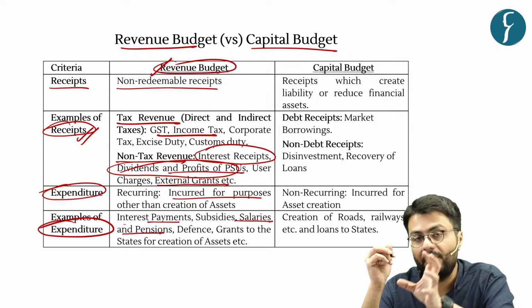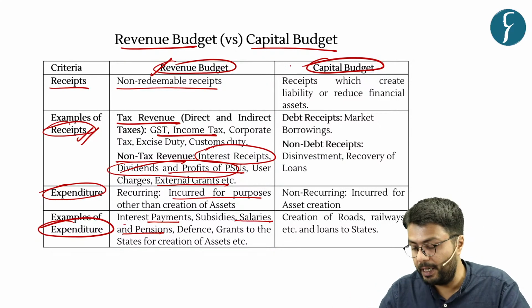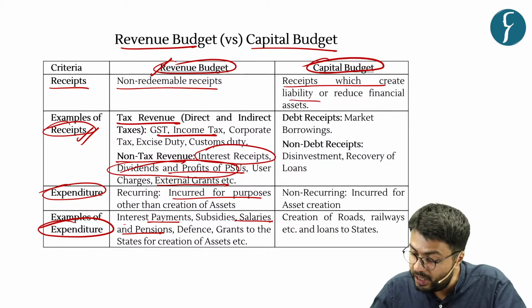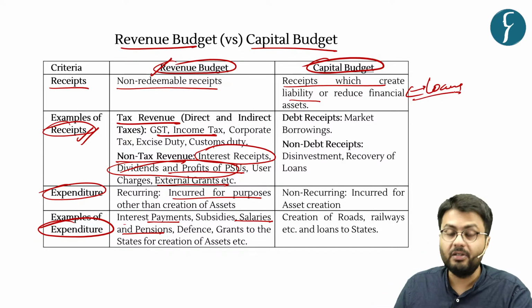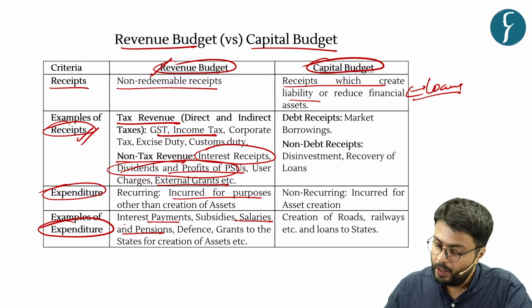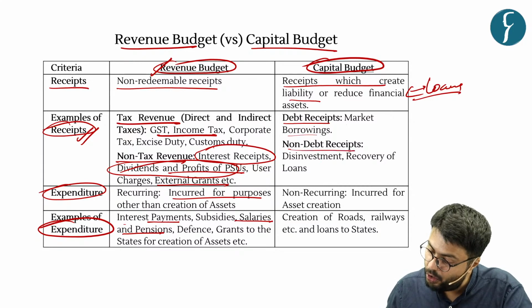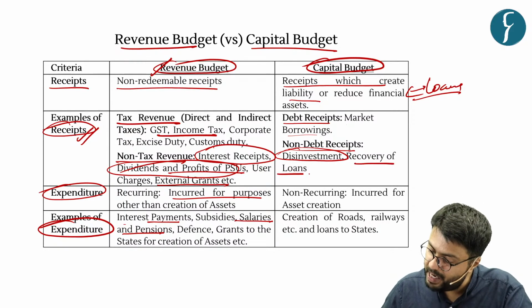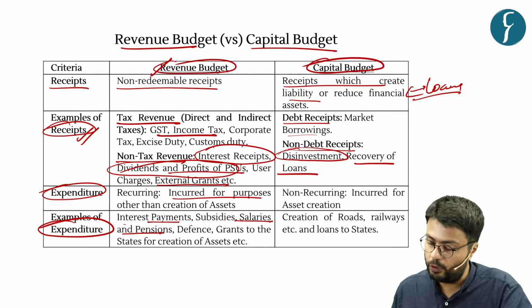Now, as against revenue expenditure, there come capital receipts and expenditures. For example, any receipts which create a liability on the government, such as loans that it takes, are categorized as capital receipts. Examples include debt receipts such as market borrowing and also non-debt receipts such as income from disinvestment proceeds as well as recovery of loans made to other governments.